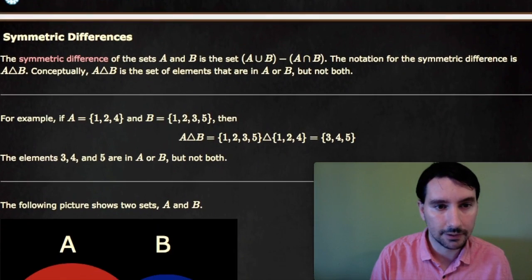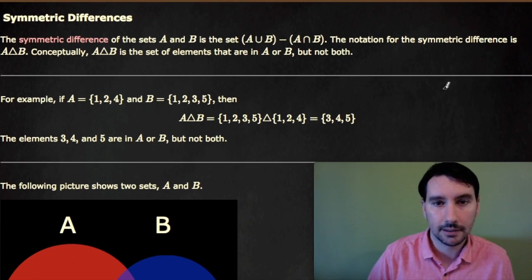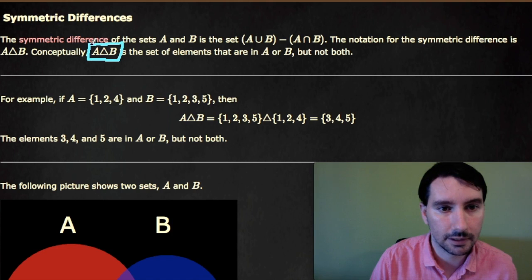The symmetric difference is A union B minus A intersect B. It's similar to the exclusive OR. It's all the elements that are in A or B, but not both. And the symbol for symmetric difference is a triangle. So this is A symmetric difference B.